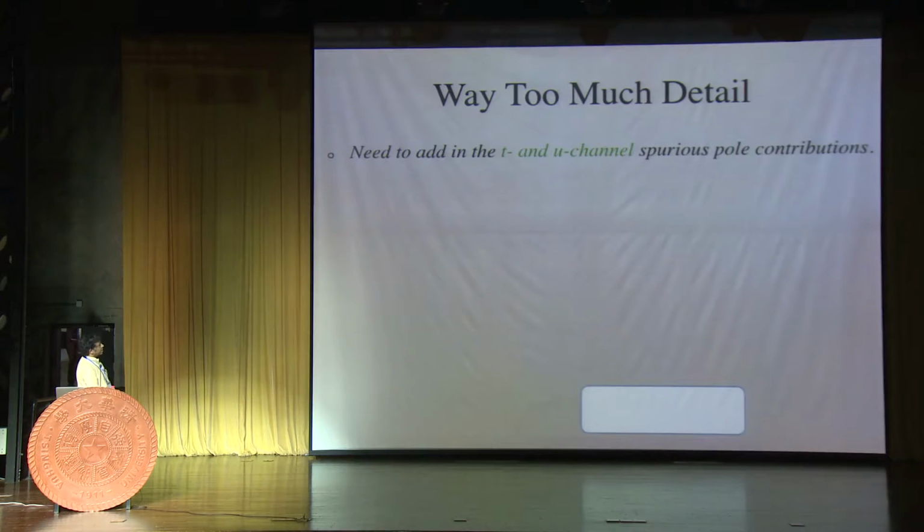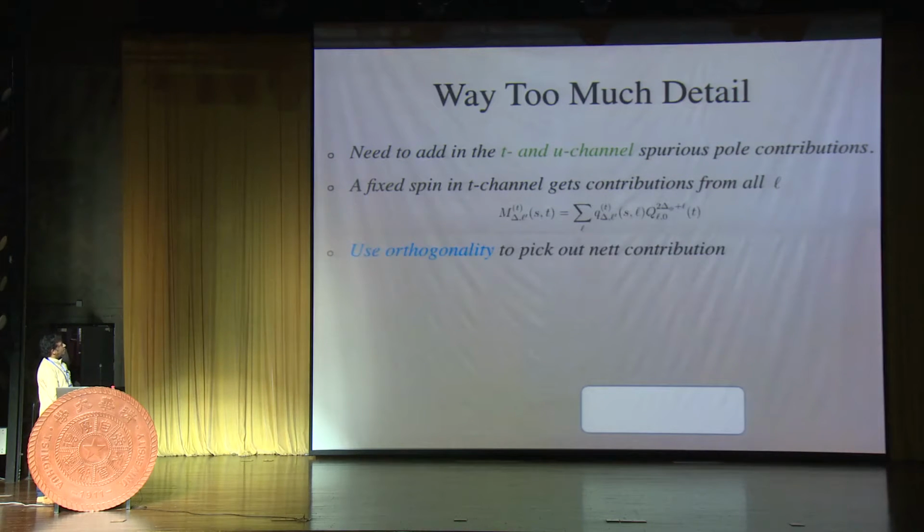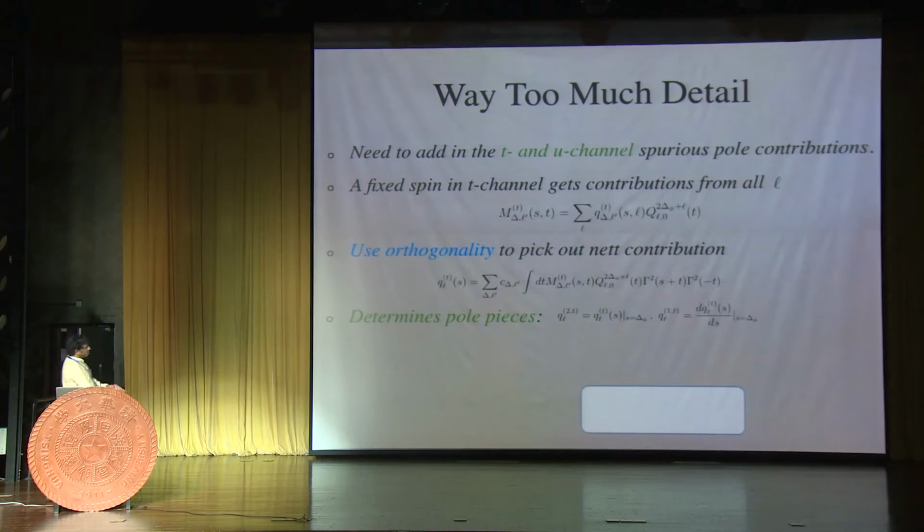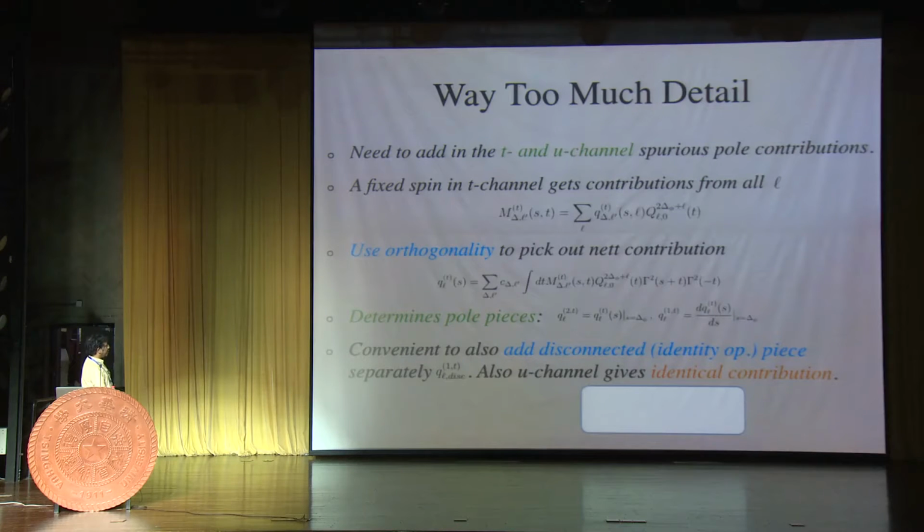It's a little more complicated in the T and U channels to isolate the spurious poles, because a fixed spin in the T channel gets contributions from all L. If you decompose it into these orthogonal polynomials, it gets contributions from all L for a fixed L prime. But you can use the orthogonality property of these polynomials to pick up those contributions, and you can work out the pole pieces, the double pole pieces. The identity piece, it's convenient to work with separately.